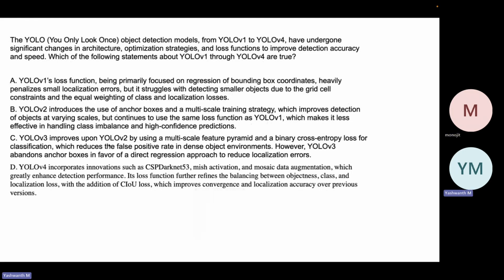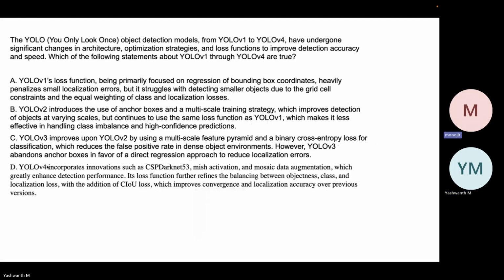YOLO version 3 improves upon version 2 by using a multi-scale feature pyramid and binary cross-entropy for classification, which reduces the false positive rate in dense object environments. However, YOLO version 3 abandons anchor boxes in favor of a direct regression approach to reduce localization error. Probably this is also not true, because YOLO uses anchor boxes, to my knowledge. Okay, so all the versions of YOLO use anchor boxes.